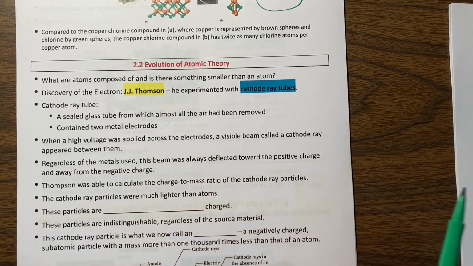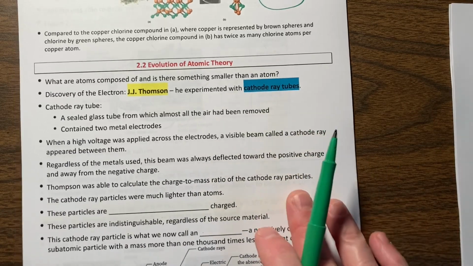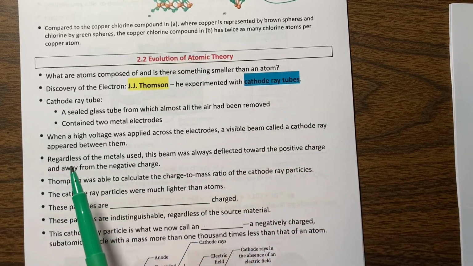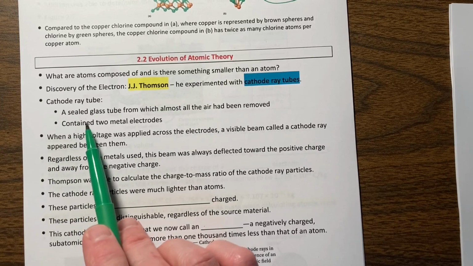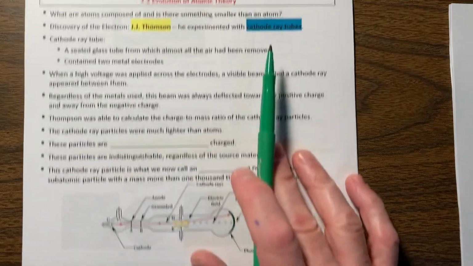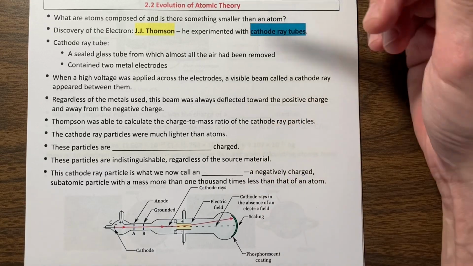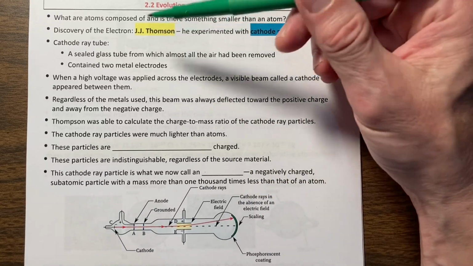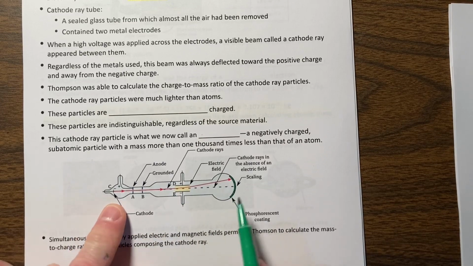The electron was discovered by Thomson, and he experimented with cathode ray tubes. You've probably heard of cathode ray tubes. They were early types of television, and even computer monitors. CRT tubes were based on this principle. A cathode ray tube is really just a sealed glass tube. This is a schematic diagram of one. It has almost all of the air removed, and it contains a couple of metal electrodes far apart.